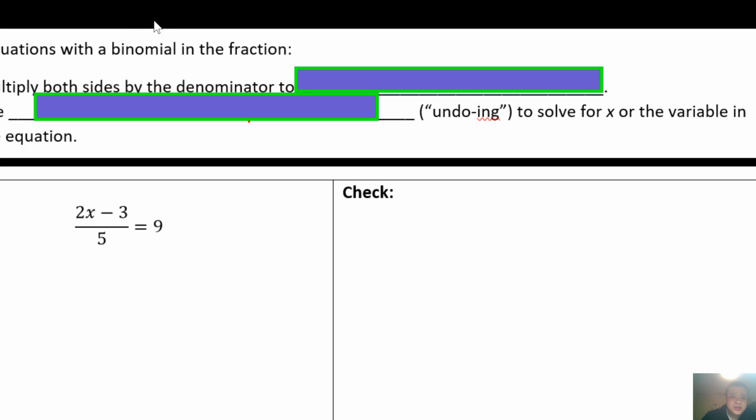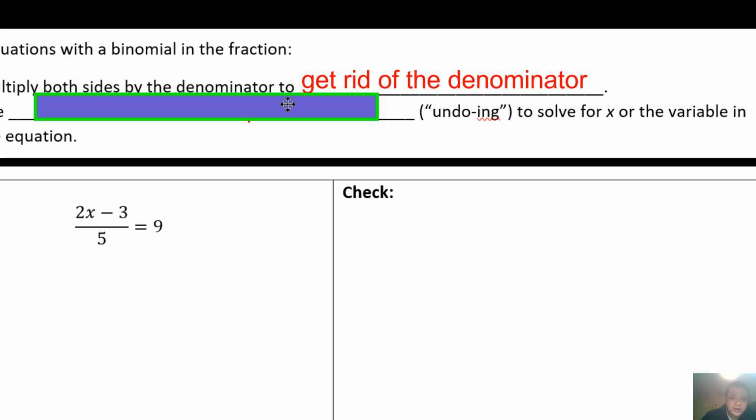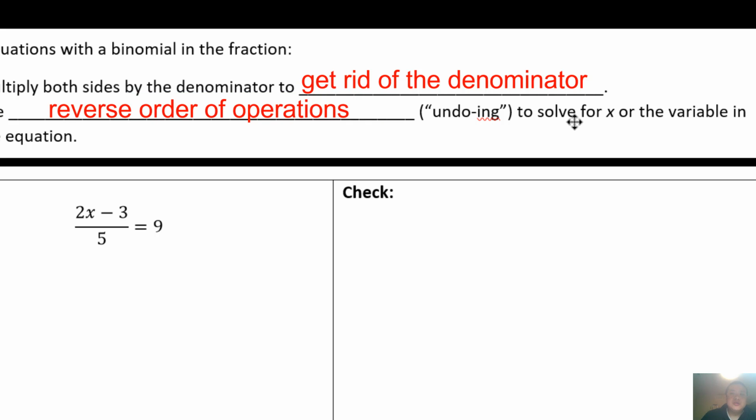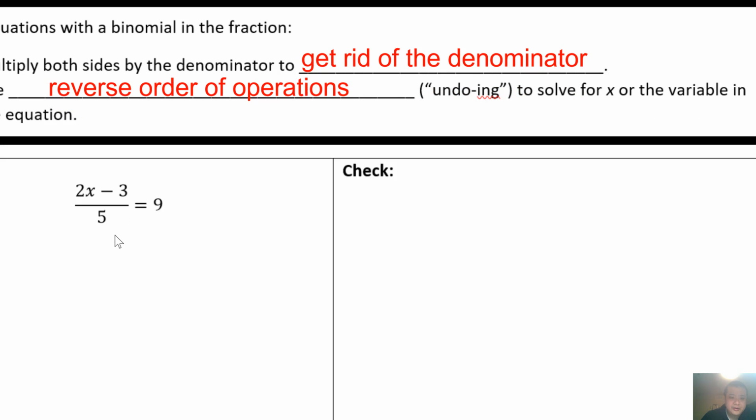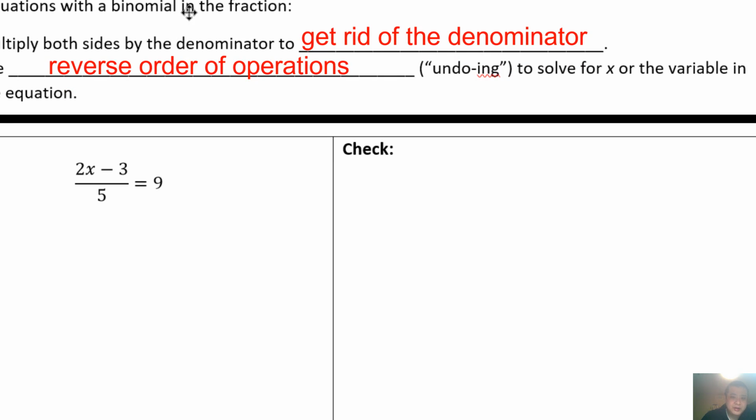To solve equations with a binomial in the fraction, multiply both sides by the denominator to get rid of the denominator, and use reverse order of operations again to solve for x, or the variable in the equation. Okay, so here we have a binomial in the numerator, 2x minus 3, and we have a 5 in our denominator. Our first job is to get rid of that 5. And we get rid of that 5, as step 1 says, by multiplying both sides by the denominator. So we're going to multiply both sides by 5.